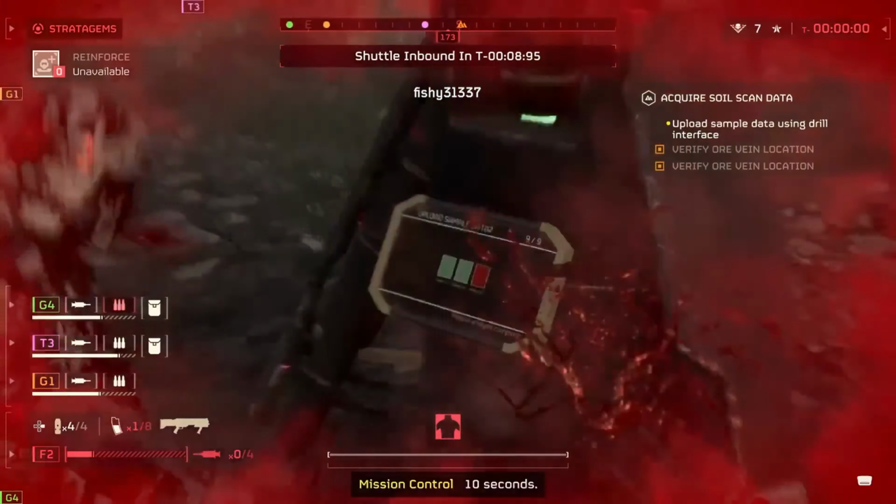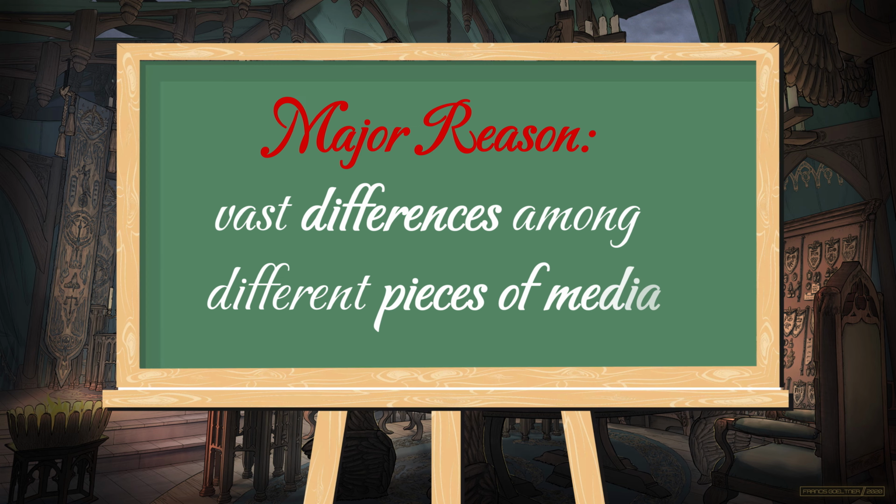There are obviously multiple reasons as to why that is the case. However, they all revolve around one major one. The vast differences among different pieces of media.